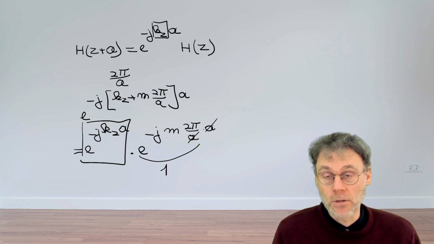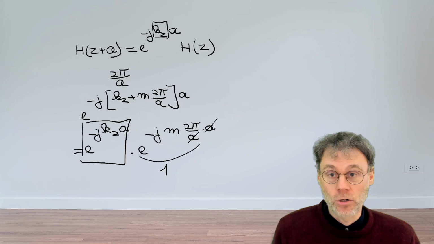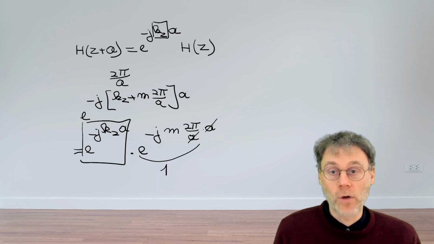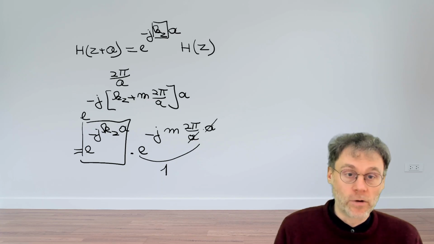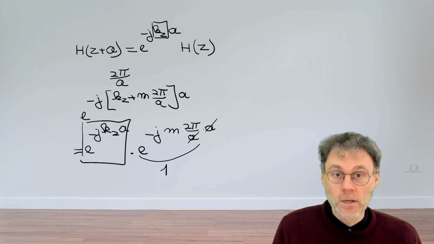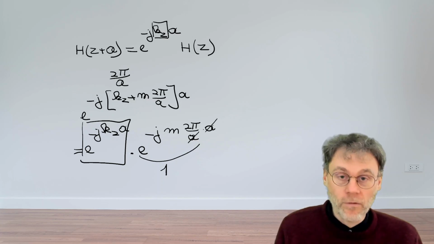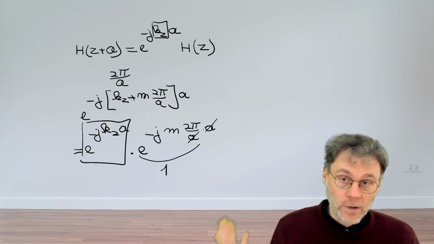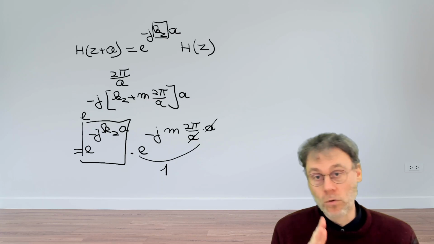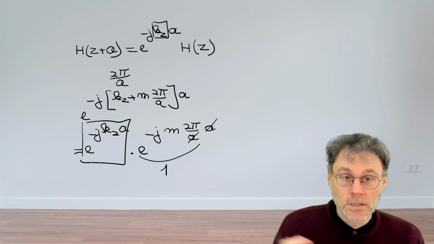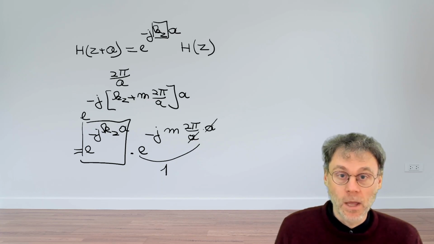So actually it doesn't really matter whether you pick a certain kz value or whether you add any multiple of 2 pi over a to that value. So this means that a Bloch mode really is not characterized by a single value of kz, but actually by a whole family of kz values that are all 2 pi over a apart, at least in the one-dimensional case.